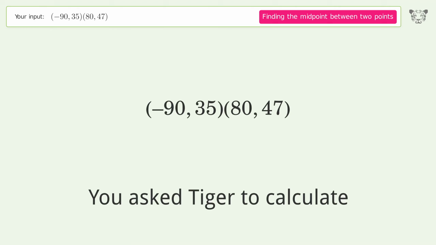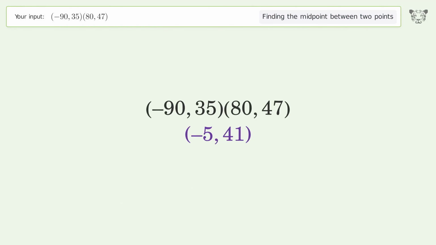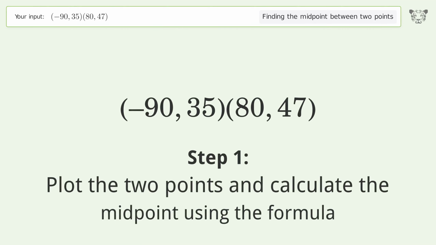You ask Tiger to calculate. This deals with finding the midpoint between 2 points. The midpoint between the 2 points is -5,41. Let's solve it step by step. Plot the 2 points and calculate the midpoint using the formula.